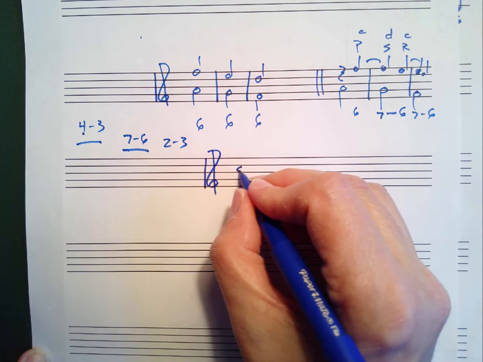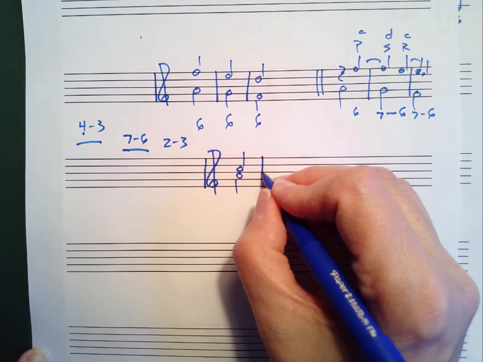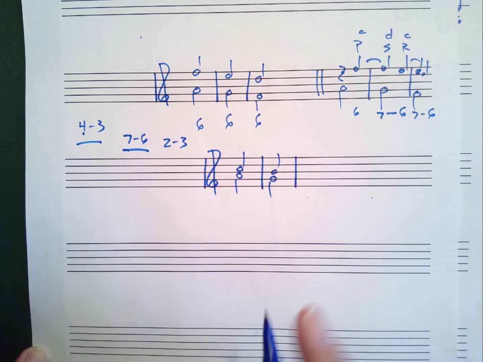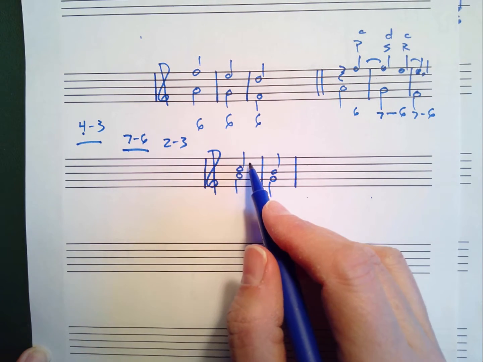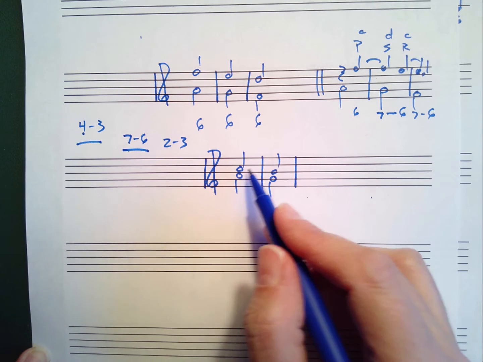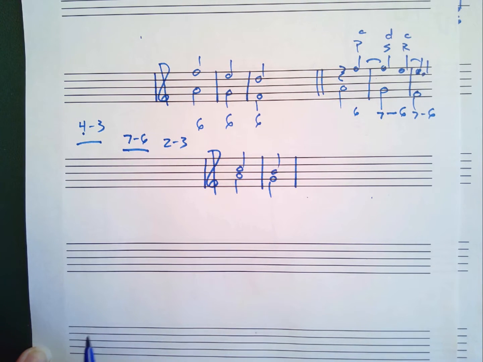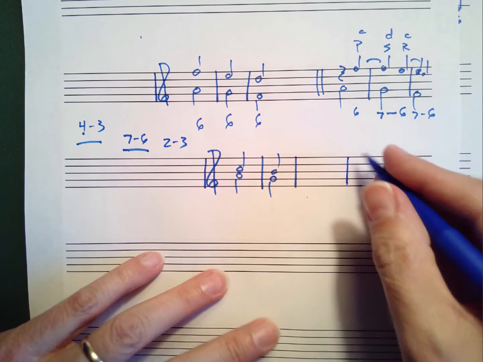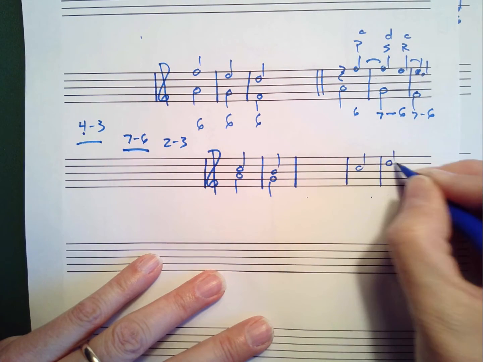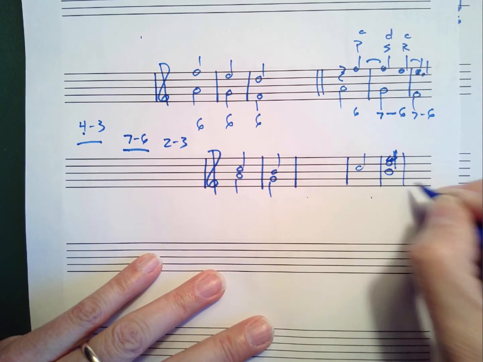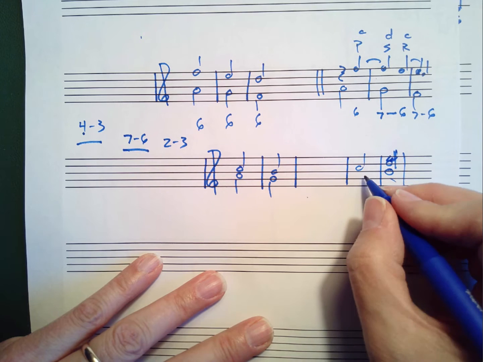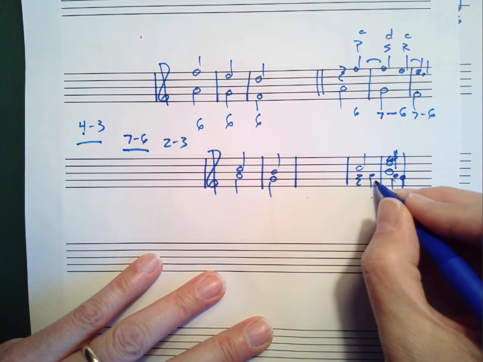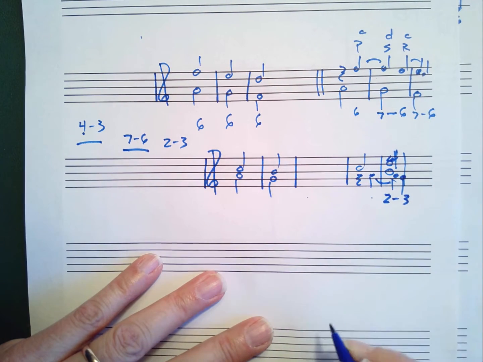So let's go here. Here are parallel thirds. If I delayed the upper voice and did the suspension in the upper voice, that would be 4-3 suspension. But now I'm going to delay the lower voice. C going to B. And this A to G, I'm going to delay by one beat. And that gives us a 2 going to a 3.